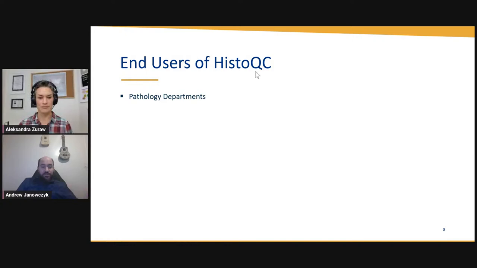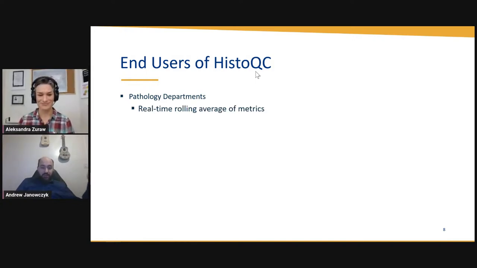So who are the end users of HistoQC? I would argue one of them is pathology departments. You can get real-time rolling average metrics, so you can identify issues early. If you're making 30,000 slides a month, you want to find out that something's wrong with your hematoxylin stain as soon as possible. With a HistoQC approach, as soon as the first slide is made poorly, outside of the bounds that you set, I can imagine a use case.